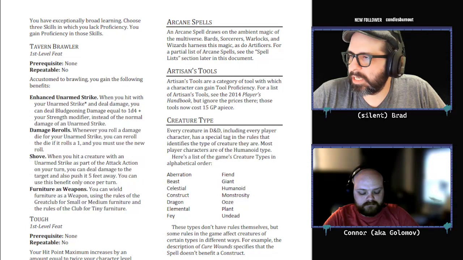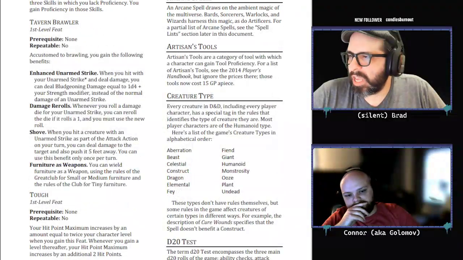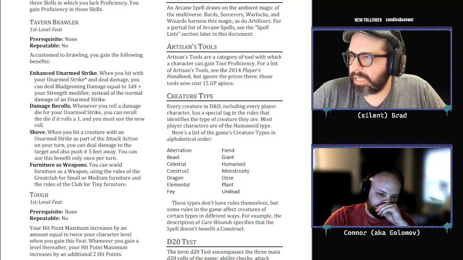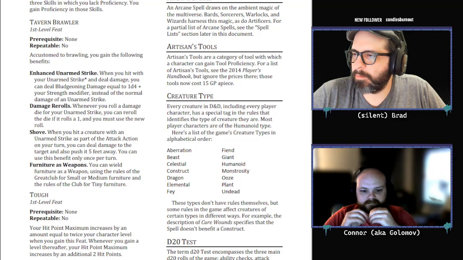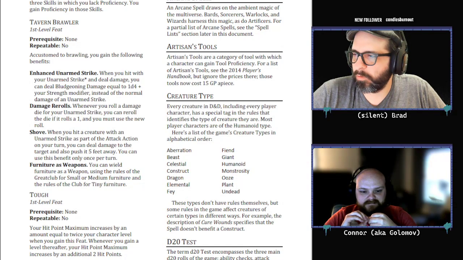Whenever you roll damage for an unarmed strike, you can re-roll if it lands on a 1, but you have to use the new one. When you hit with an unarmed strike, you can deal damage to the target and push it 5 feet away once per turn. And then you can wield furniture as a weapon. So, great club for small or medium furniture, and club for tiny furniture.